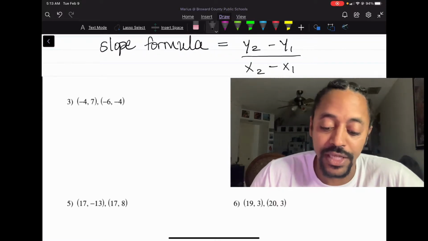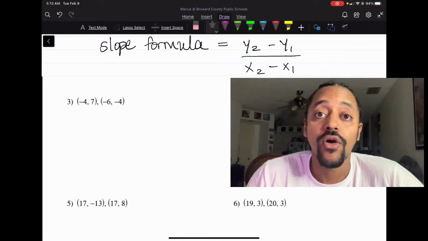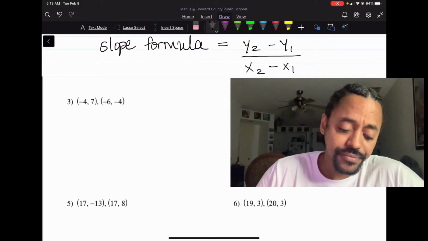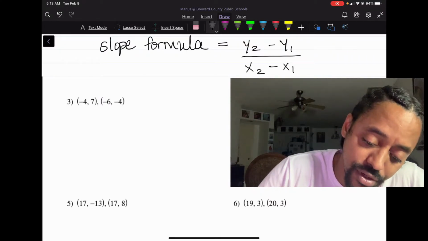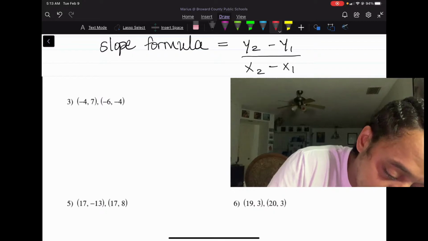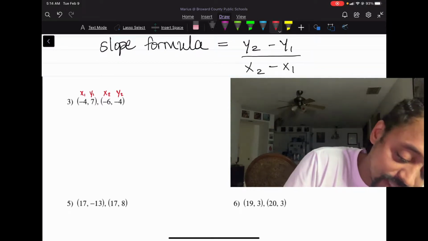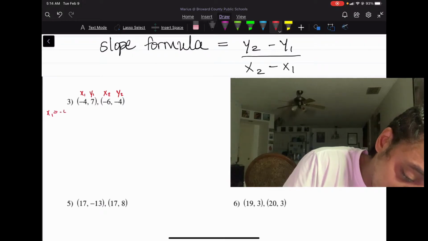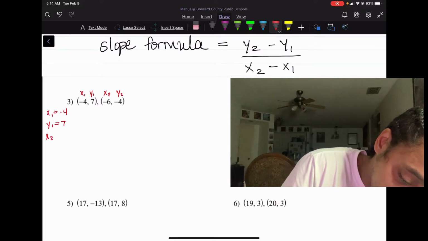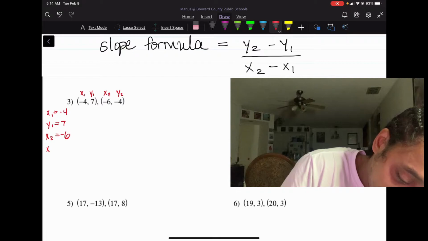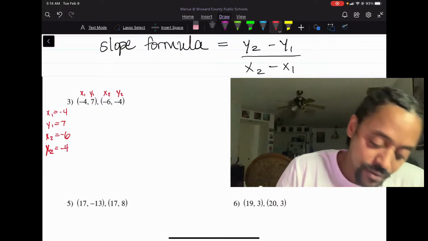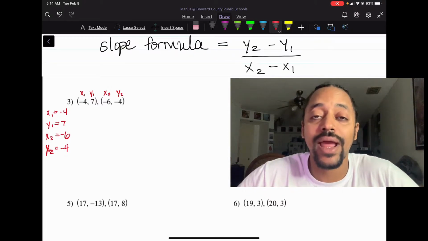And the slope formula is m equals y2 minus y1 over x2 minus x1, okay? So the first thing we're gonna need to do when they're given 2 points, label your points. And this is what I mean by labeling: x1, y1, x2, y2. Now, sometimes it may help to list it out, like x1 equals -4, y1 equals +7, x2 equals -6, y2 equals -4. Okay, if it helps to do that, then write it out that way.